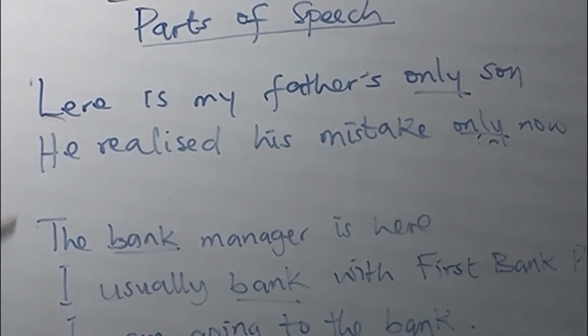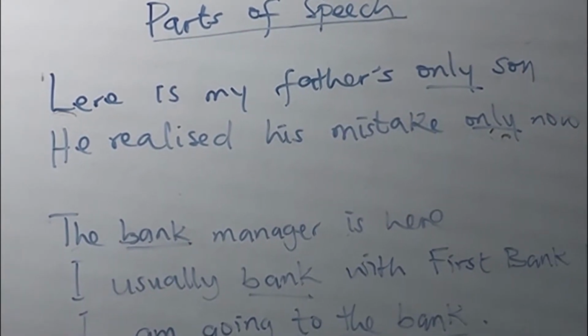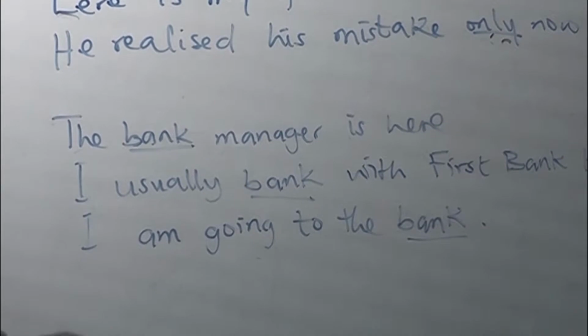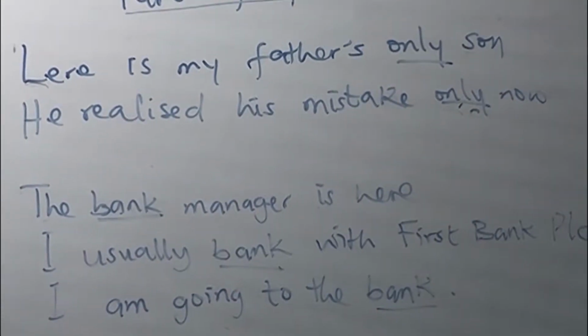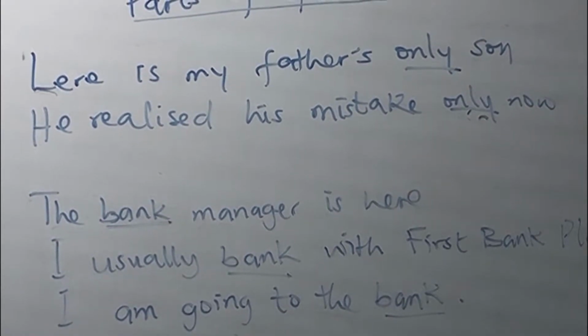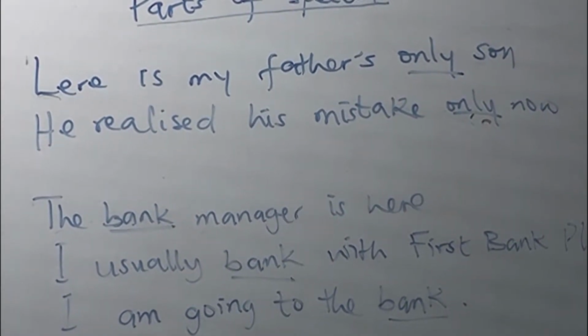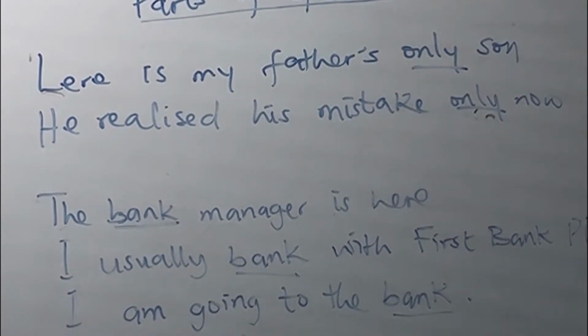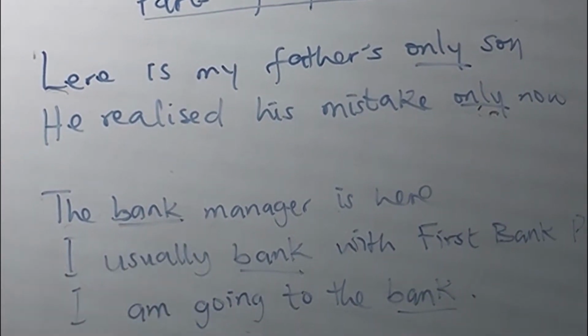The same word, only, now comes in the second sentence. He realized his mistake only now. When did he realize his mistake? Only now. That's when, indicating time, it is an adverb, giving us more information about when a particular action occurs. So we have only functioning as an adverb there.